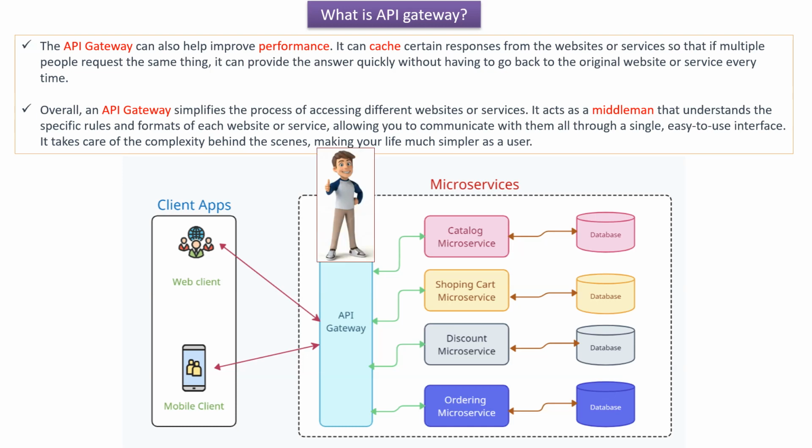An API gateway acts as a middleman that understands the specific rules and formats of each website or service, allowing you to communicate with them all through a single easy to use interface. An API gateway takes care of the complexity behind the scenes, making your life much simpler as a user.